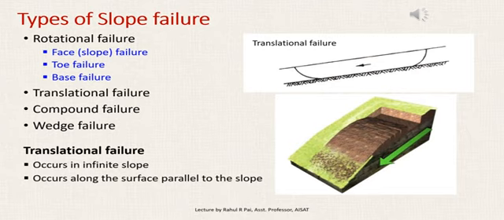First one is the rotational failure, then comes translational failure, then comes compound failure, and the last one is the wedge failure. So first let us discuss translational failure. Translational failure usually occurs in infinite slopes. That is, this failure occurs in the natural slopes, and it always occurs in a direction parallel to the slope.